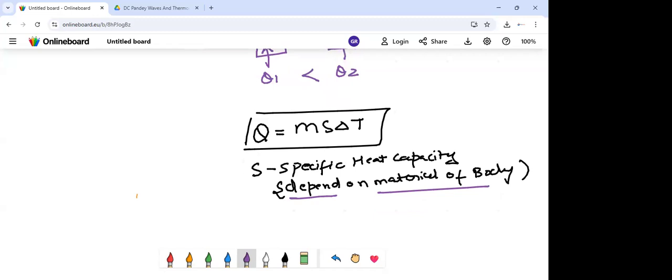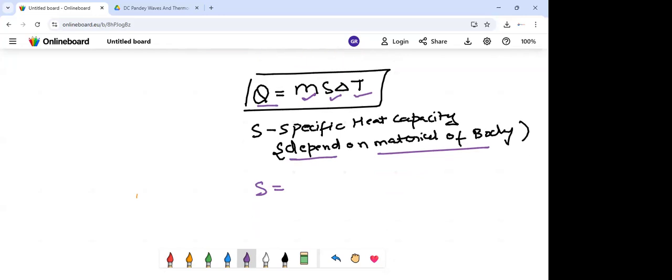Obviously, mass and delta T factor we have already discussed. So these three factors are what our heat energy depends on. Can you tell me, guys, in the chat box, what is the unit of specific heat? Because many times in unit dimension, they ask this question. It's very easy. Specific heat will become what? Q upon m delta T.